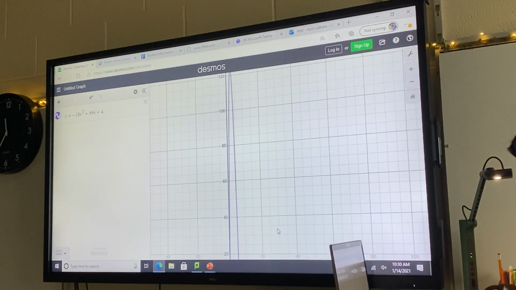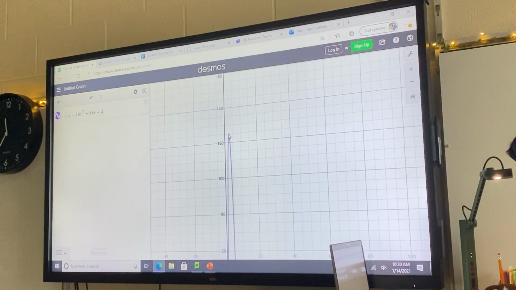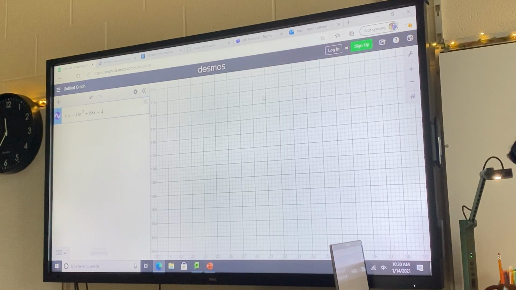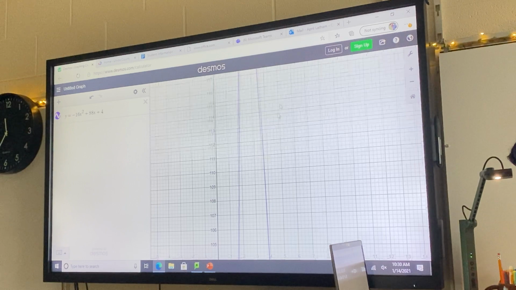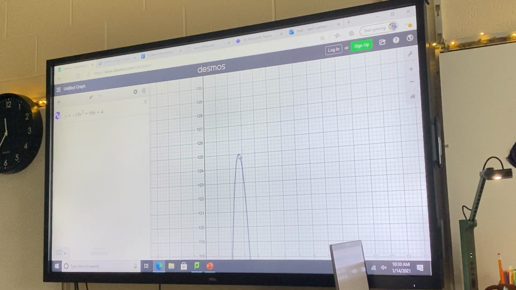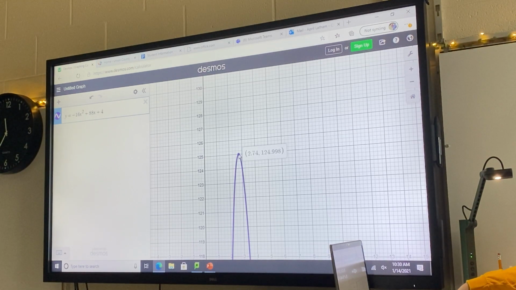All right, so when I go to the vertex right here, I would have to zoom in a little bit. Too much zoom. All right, right here. I can see that it reached its maximum height after about how many seconds? About 2.74 seconds, and the maximum height was, oh, well, there we go. So 2.75 seconds, and the maximum height was 125 feet.